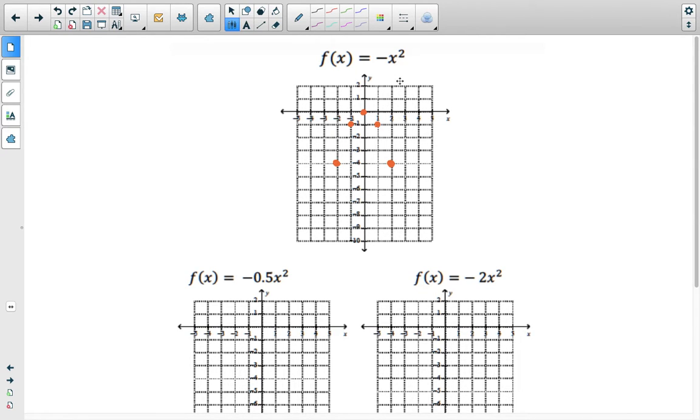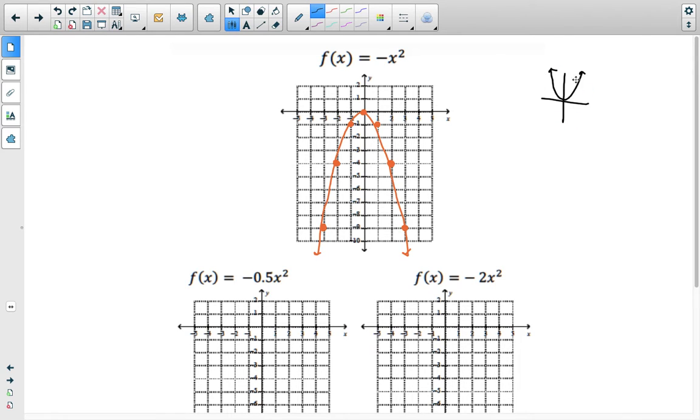If we plug in the 3, 3 squared is 9, times the negative is negative 9. So it would be 3, negative 9. That means that at negative 3, we'll also have negative 9 because of the symmetry. We can't do any more because we would go off the graph, which is fine, but we want to do as many as we can on the graph. So let's connect our coordinates into a parabola. So this graph right here, the parent function looked like this.